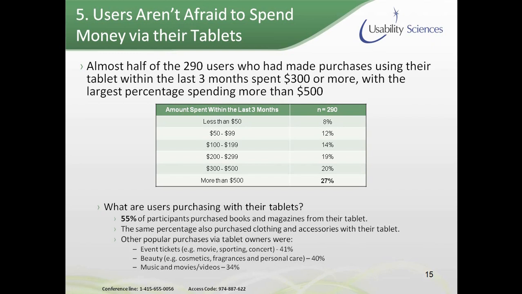Other popular purchases by tablet owners were things like event tickets, so movie or sporting events or concerts, at 41%. Beauty products, again, 62% were female users, but beauty was a huge purchase for them at 40%, and then music and movies and video were 34%. A lot of this can be attributed to certain apps such as Groupon or Living Social, where they're able to get things discounted. They receive alerts about certain sales, but they are typically utilizing these through their tablets as opposed to their smartphones.